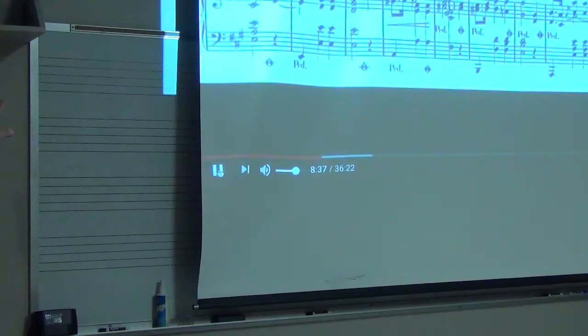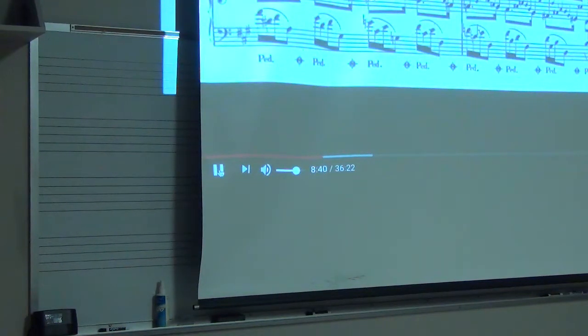That was the previous one. F sharp minor.